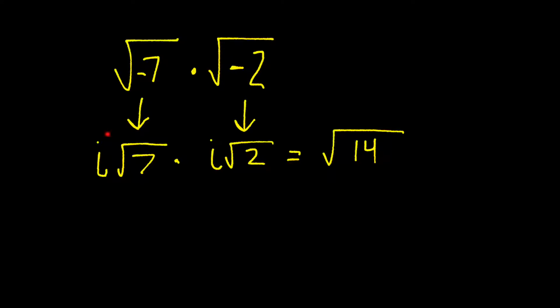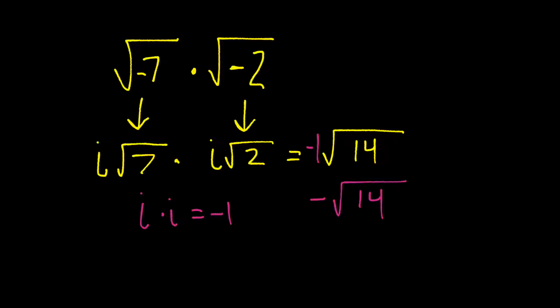Now I have to deal with my I terms. We already said before we tried this problem that I times I equals -1. So if I'm multiplying I times I to go along with this, I have -1 times the square root of 14. Or we could just write this as the negative square root of 14. And that is your answer.